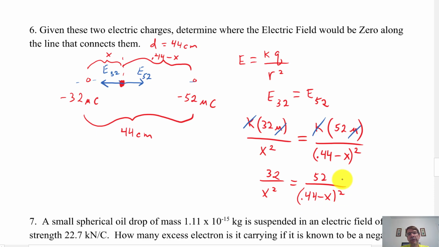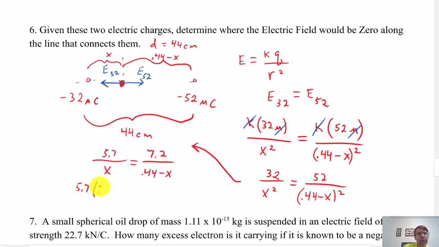So I'm going to take the square root of both sides. I'm going to take the square root of the 32, so I'm going to come up here. Square root of 32 is 5.7, 2 sig figs. So I get 5.7. Square root of x squared is x. Square root of 52 is 7.2. That's 7.2 over 0.44 minus x. Then I cross multiply, I get 5.7 times 0.44 minus x equals 7.2x.